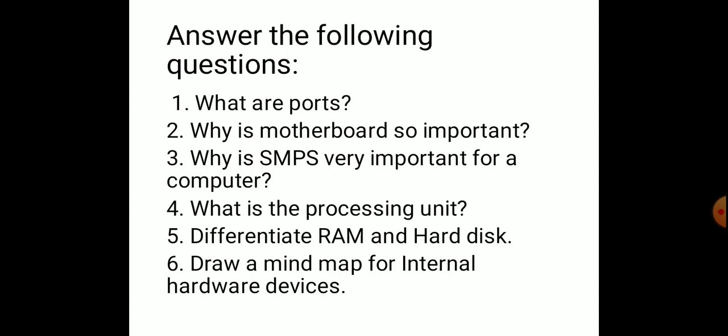Next one, differentiate RAM and a hard disk. RAM is a temporary storage device. It stores less amount of data. It has small storage space. It is primary memory. Whereas hard disk is a permanent memory or permanent storage device. It can store large amount of data. It has large storage space. It is secondary or external memory or secondary storage device.